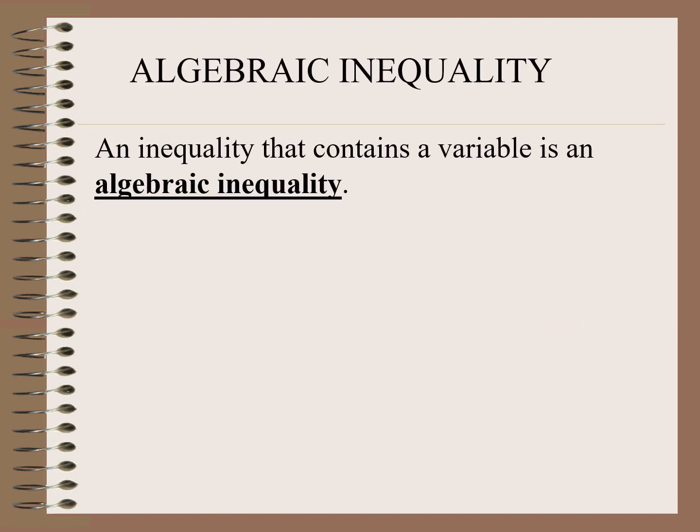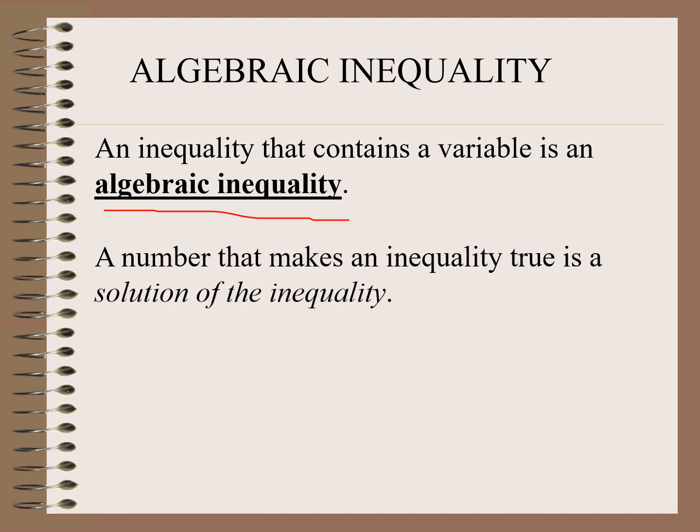An inequality that contains a variable is an algebraic inequality. A number that makes an inequality true is a solution of the inequality. Just like in an algebraic equation, particularly a linear equation, we also have a solution set. But in the linear equation, we only have one possible value of x, so only one solution of that given equation. Unlike in an algebraic inequality, the solution set would be a range of values.